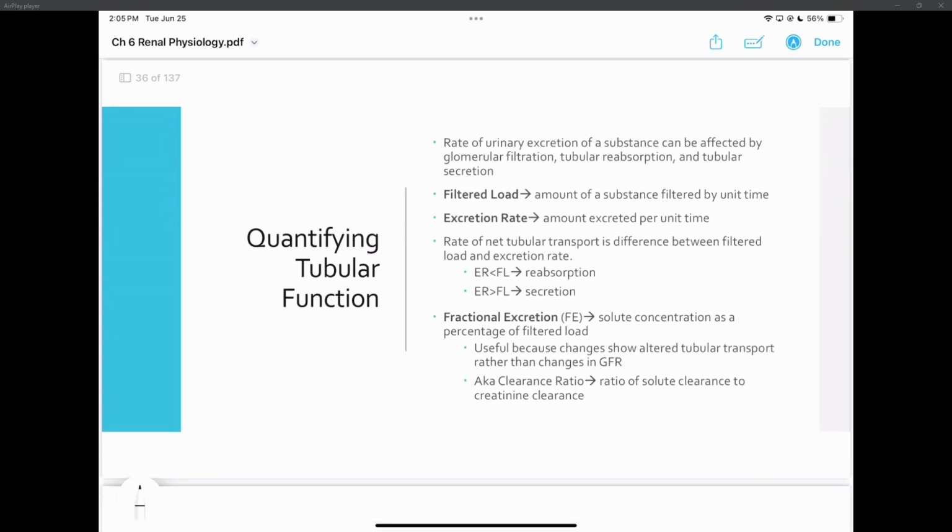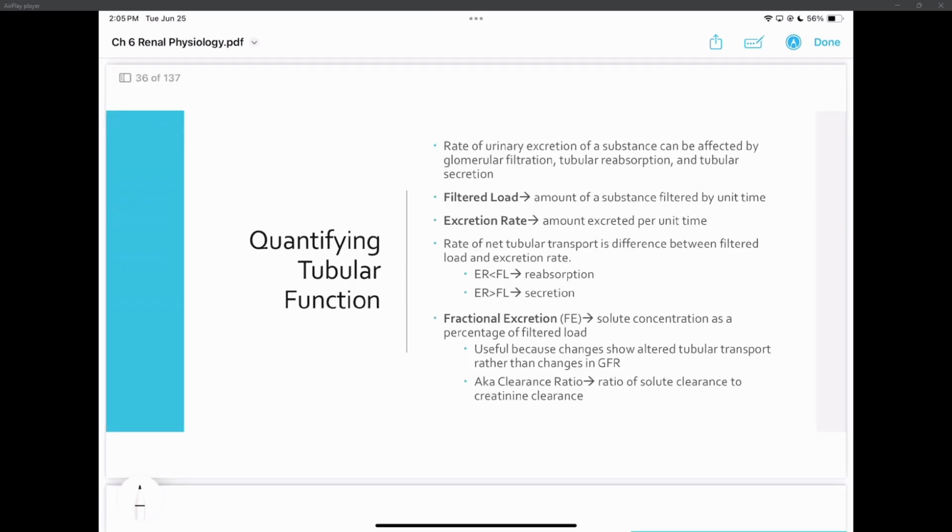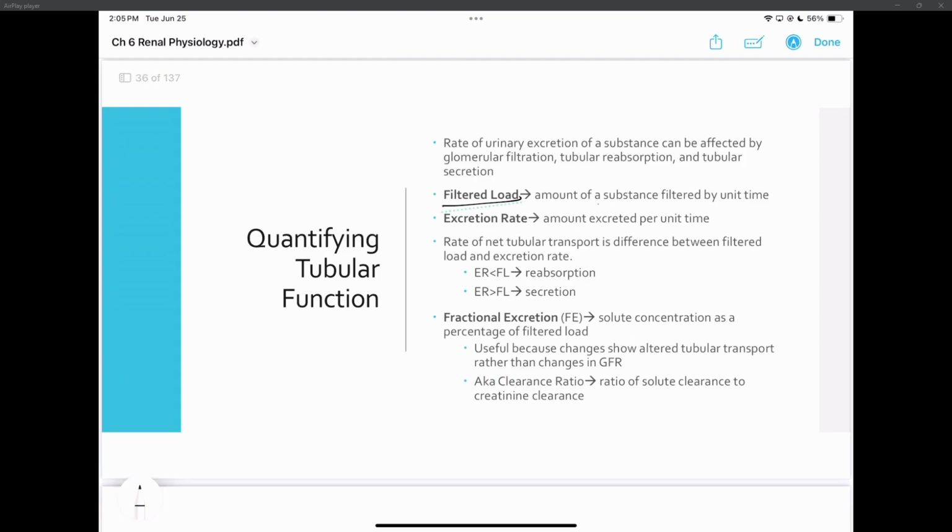Quantifying tubular function. Okay, we want to know how much stuff we put into the tubular filtrate versus what goes into the urine. What was taken out, what was left in. So the filtered load is just the amount of substance filtered per unit time. This was what's going into the Bowman space, the filtrate. How much do we dump in there? The excretion rate is the amount excreted in the urine.